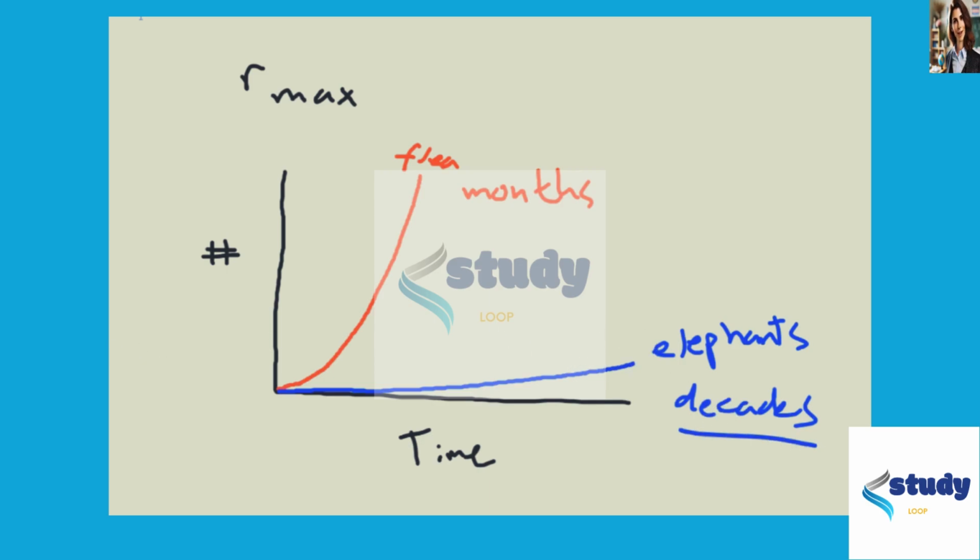So looking through our answers, we can see that option B is correct because it states that the Rmax would be much greater for a flea because the flea reproduces at a faster rate. It has a shorter generation time. Fleas can produce more eggs per single female, whereas an elephant just gestates an individual offspring, one child at a time.